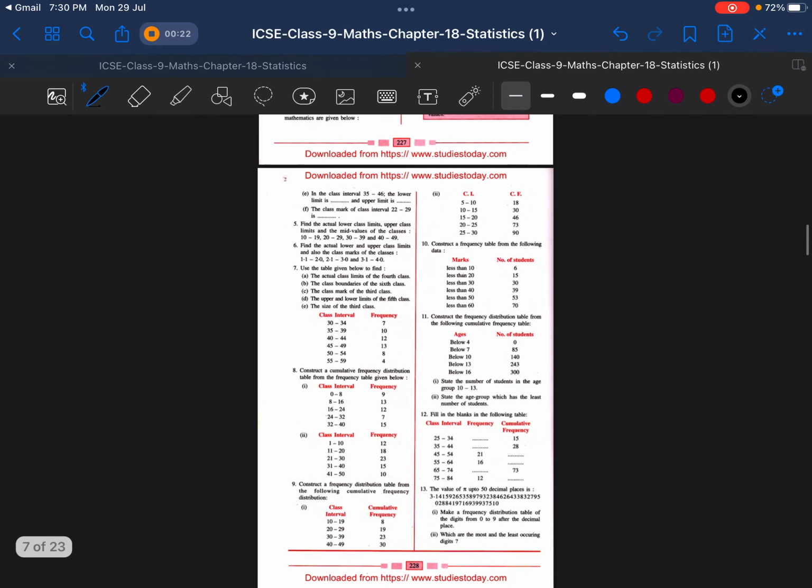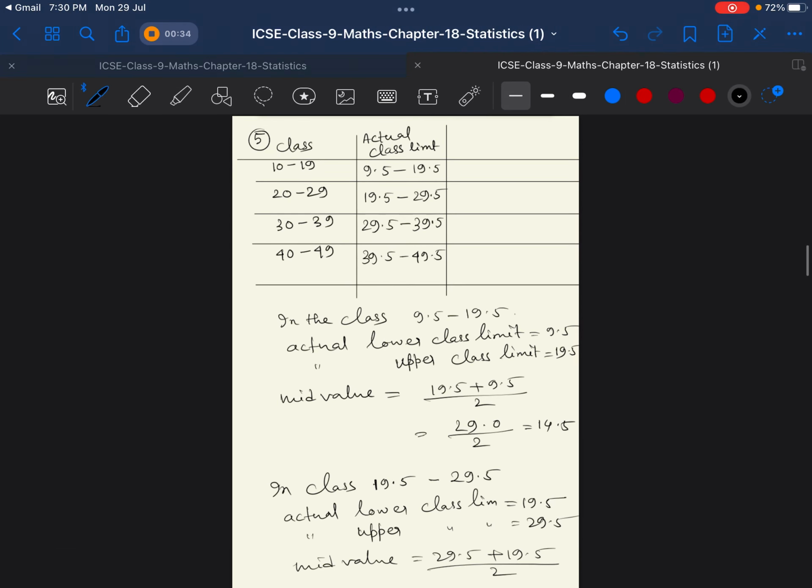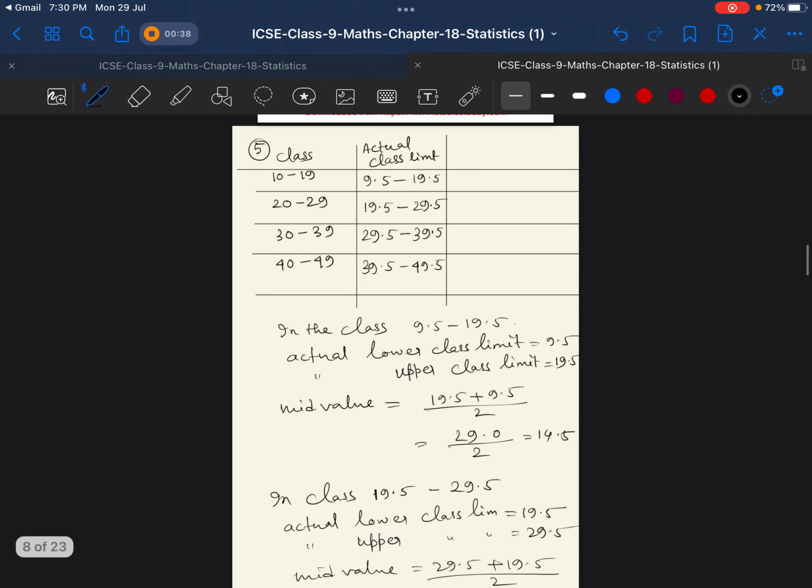See question 5. Find the actual lower class limits, upper class limits and mid values of the classes. Here are the classes 10 to 19, 20 to 29, 30 to 39, 40 to 49. This is an inclusive distribution, so we have to convert it to an exclusive distribution. After adjustment we will get this column.